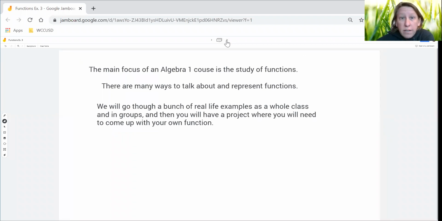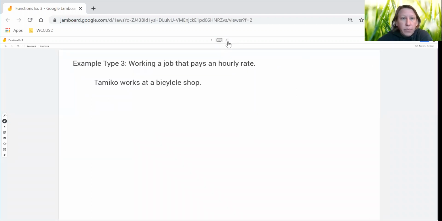The main focus of Algebra 1 is functions. There's lots of ways to represent functions. We've seen some of those already. We're going to continue to go through some real-life examples, and you are starting to think about your own function and what that might look like. So here's a real world example that can be represented as a function, and that's any job that pays an hourly rate.